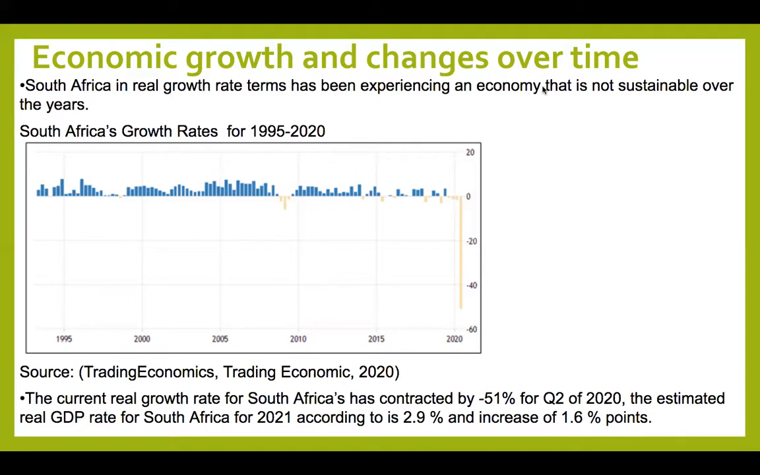The current real growth rate for South Africa has contracted by negative 51% for quarter two, and the estimated real GDP rate for 2021 is 2.9%, which is an increase of 1.6 percentage points.